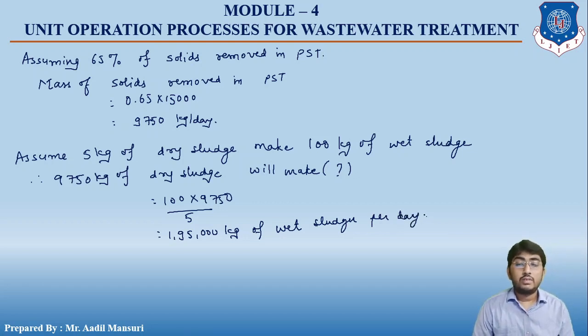So what is the fundamental? That is, 5 kg of dry sludge makes 100 kg of wet sludge. Then this much suspended solid which is already removed will make how much wet sludge? So multiply by 100 and divide by 5, right? So that will be the total quantity of wet sludge produced per day. Okay.